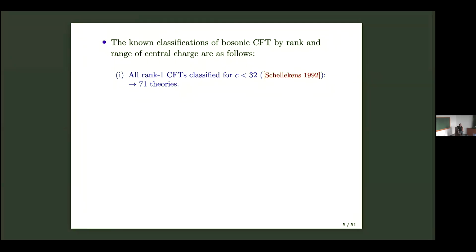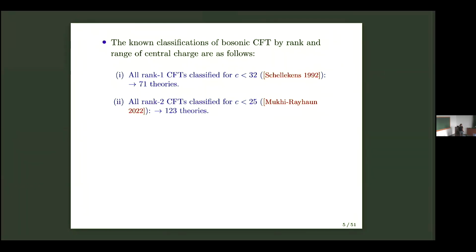Classify all rational CFTs with a given rank and some range of central charge. And just to tell you how hard it is, at c equals 32, we already know more than 1 billion theories. They're not all classified, but there are at least 1 billion. There's a mathematical lower bound on the number, as well as a very large number of examples known. So it's a huge and very intractable problem.